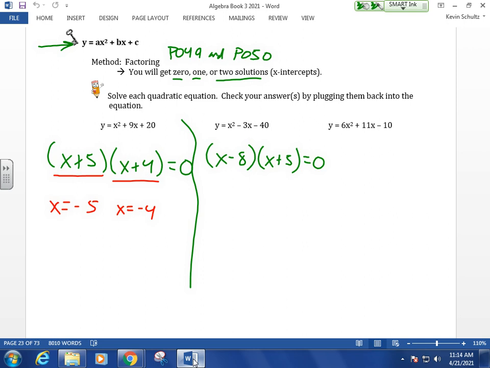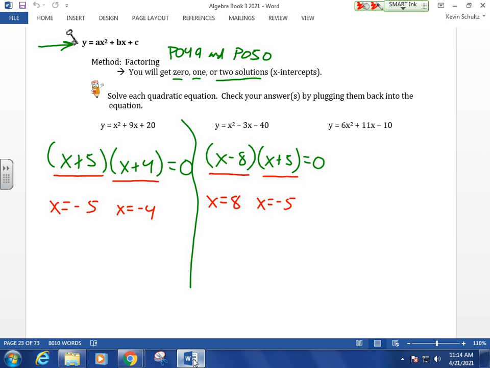And once we've factored it, what value for x makes x minus 8 equal 0? Noah? Positive 8. And what value for x makes x plus 5 equal 0? Still negative 5, just like in the last one. And there we have it. Those are the locations where this parabola will cross the x-axis.